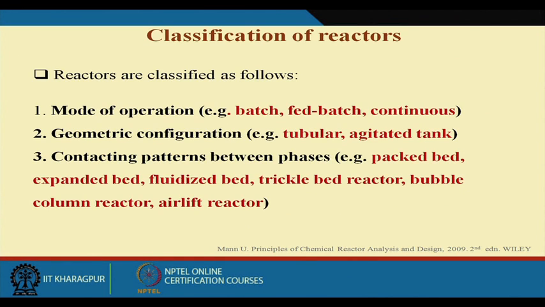And third is the contact patterns between the phases, like packed bed reactor, expanded bed reactor, fluidized bed reactor, trickling bed reactor, bubble column reactor, and the air lift reactor. There are different types. You can see that in packed bed reactors the particles are touching each other, I will show you in the diagram. In expanded bed reactor, the particles are detached from each other, and in fluidized bed reactor they are even more detached, and trickling bed reactor is something similar to packed bed reactor. Then in bubble column reactor, we simply bubble the air through the liquid, and in air lift reactor, we have an inner draft tube inside the bubble column reactor.